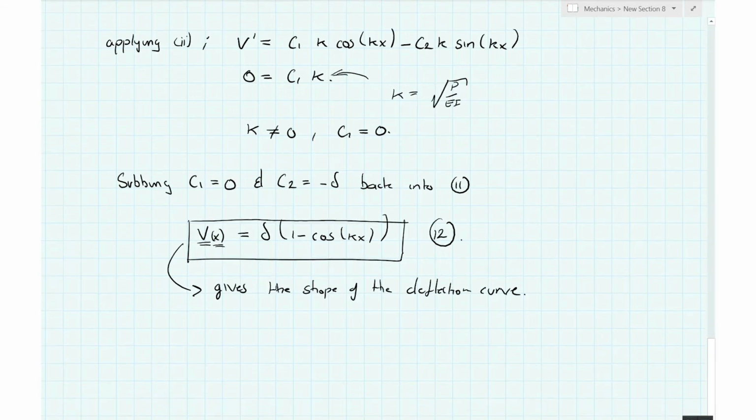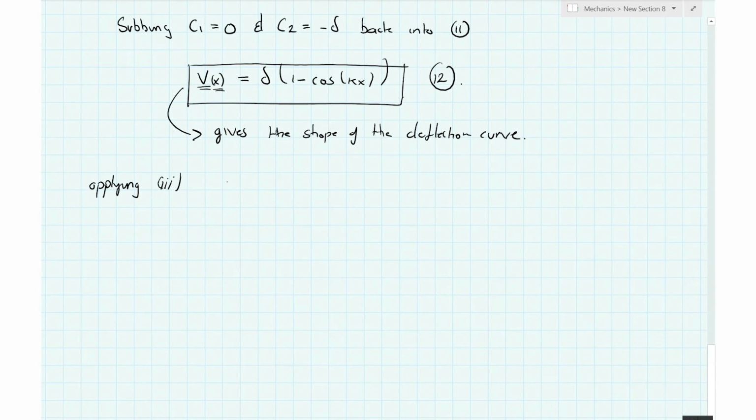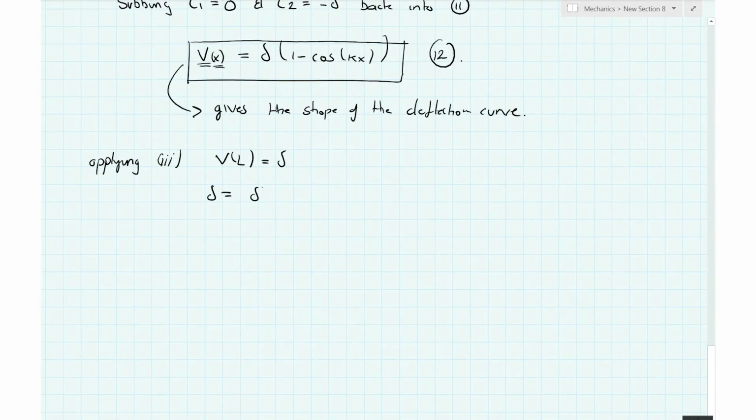Now we still want to work out what is our equation for the critical load. In order to do that, I'm going to apply boundary condition 3, because remember, we've applied 1 and 2, but we haven't applied 3 yet, which was V, lateral deflection at the top, is equal to delta. So subbing that into equation 12, the left-hand side would simply become delta equals delta times 1 minus the cosine of KL, which simplifies down to delta times the cosine of KL must equal 0. We're going to call that equation 13.